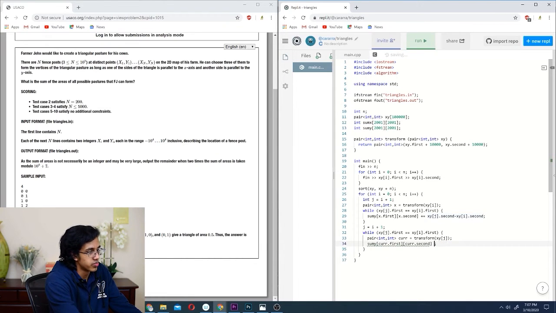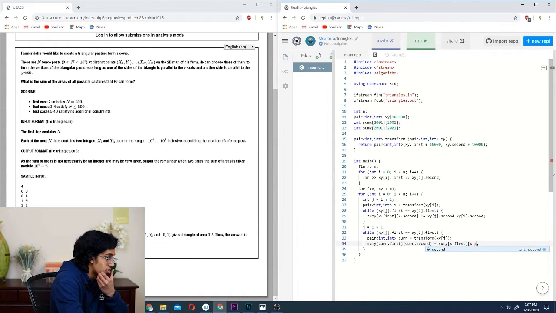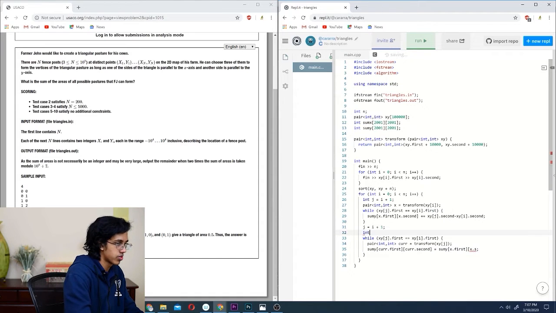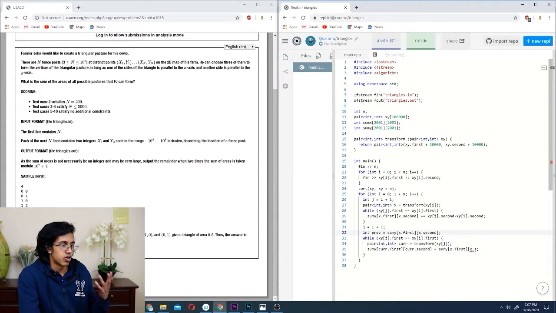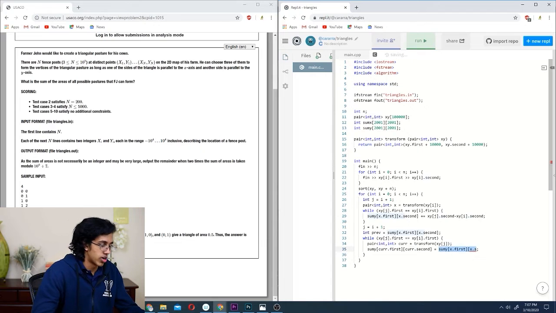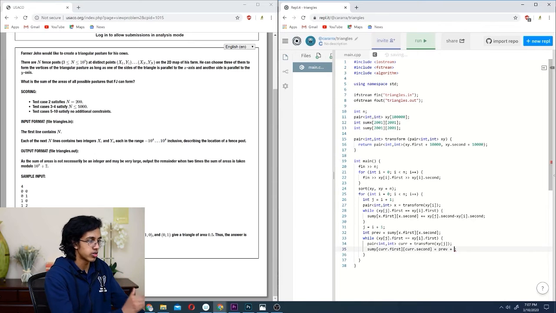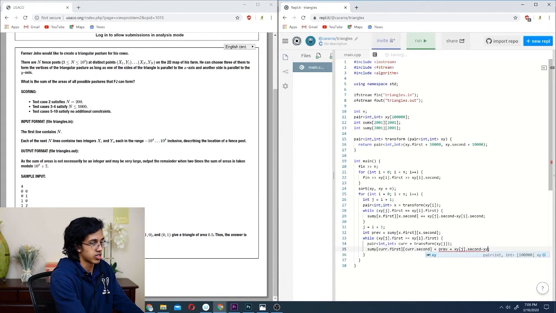So basically it's going to be sum y, x dot first, x dot second. Or no, we had to store prev somewhere. Let's store prev. So int prev is equal to sum y, x dot first, x dot second. Okay, so prev is going to store our previous one, and then we know how to do it recursively. So prev plus the distance to the previous one. So it's going to be xyj dot second minus xy j minus 1 dot second.